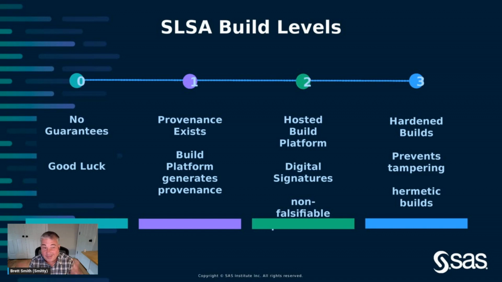At level 2, we've got signed provenance generated by the hosted build platform, and this prevents tampering after the build, right? So I build my package, I sign it, and then I can validate that that package is what it says it is based on the signature. For level 3, we've hardened the build platform. No devs are allowed in there. Nobody's allowed in there. There's one door in, one door out. And this helps prevent tampering during the build. And then, of course, we've built on the other layers, right? So we end up with hermetic builds, which is where we all want to be.